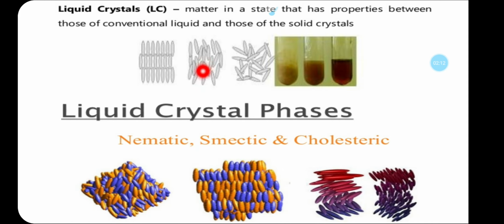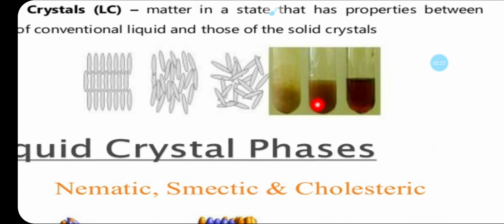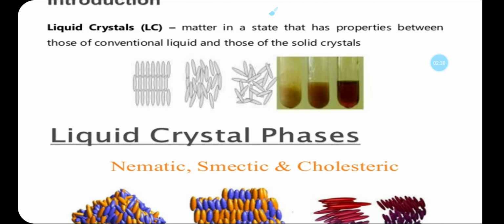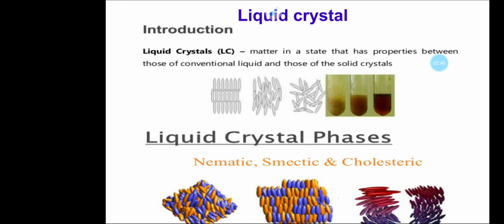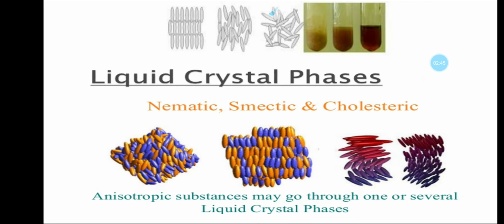This state is called liquid crystal because it is a crystalline compound, but it shows the property of liquid. If you see, this is completely solid. Then if we increase heat, it shows a liquid crystal. And then again you increase the temperature, so it completely converts into conventional liquid form. Some crystalline compounds show such properties, which are called liquid crystal properties.